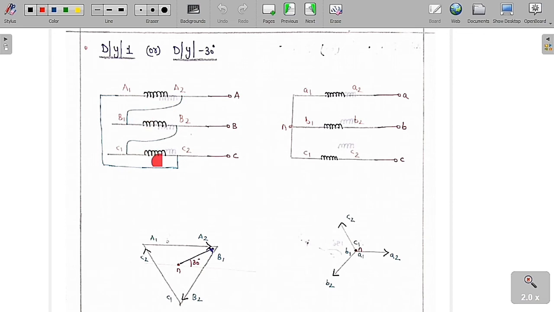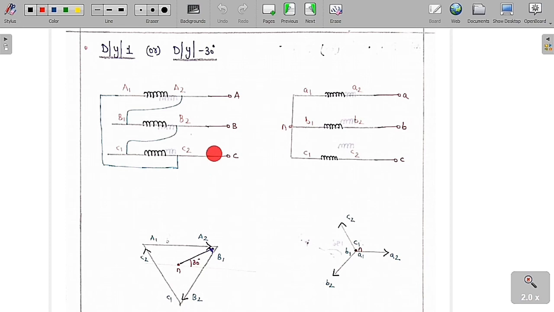So here we are going to give for delta connection and here for the star connection. A1, A2, B1, B2, C1, C2, and again A1, A2, B1, B2, C1, C2. So this is called a delta connection. A2 is connected to B1, B2 is connected to C1 and C2 is connected to A1. And here it is a star connection. So simply we are going to connect A1, B1, C1 to a common point. It is called the neutral and we are going to take the supply from A2, B2 and C2.